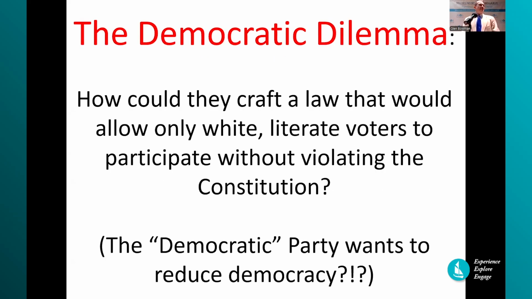And of course, the question is, how can you change the Constitution without violating the federal Constitution? And you think, well, this is kind of strange. Why would the Democratic Party want to reduce democracy? It seems like a contradiction of names here. But that was the puzzle, and how could they do it?